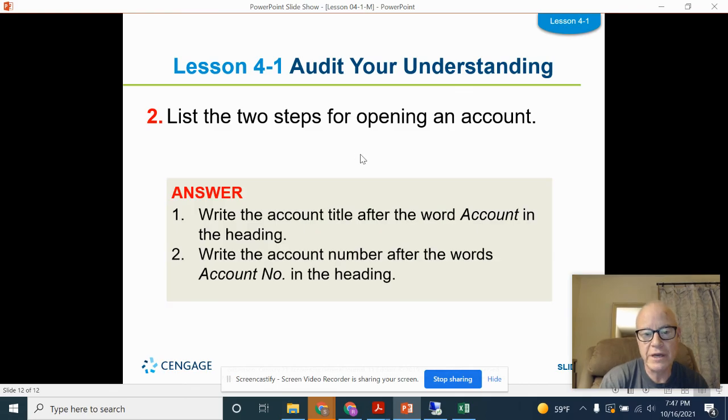List two steps for opening an account. Write the account title after the word account. Write the account number after the words account number. All right, there you go. And you've created an entry for your general ledger.